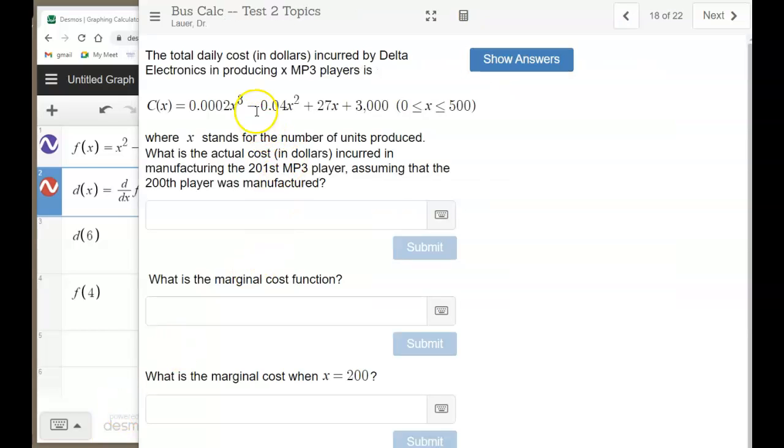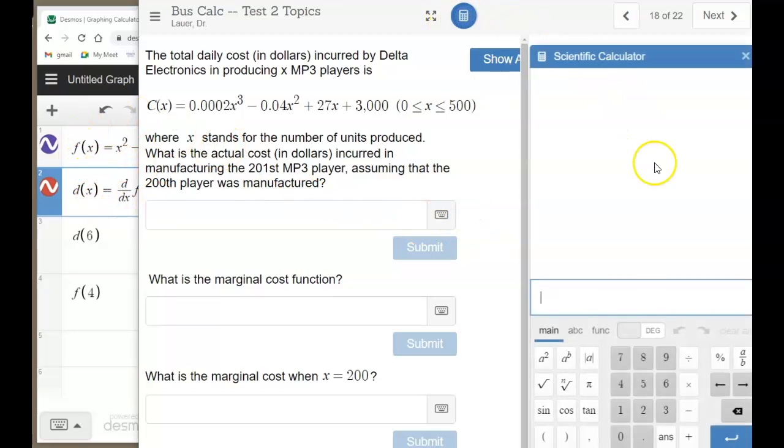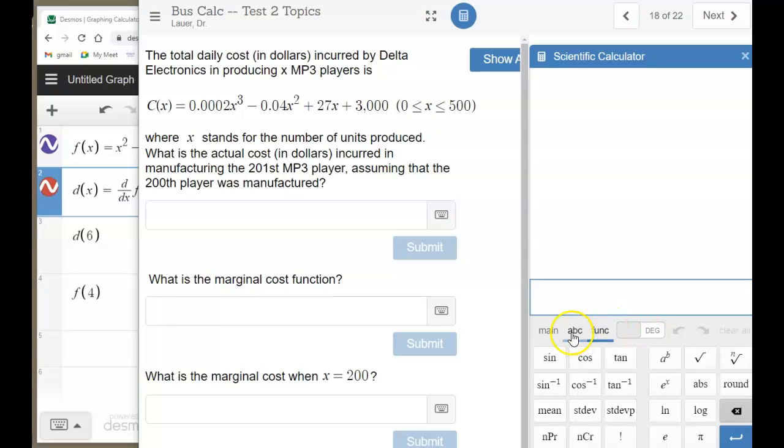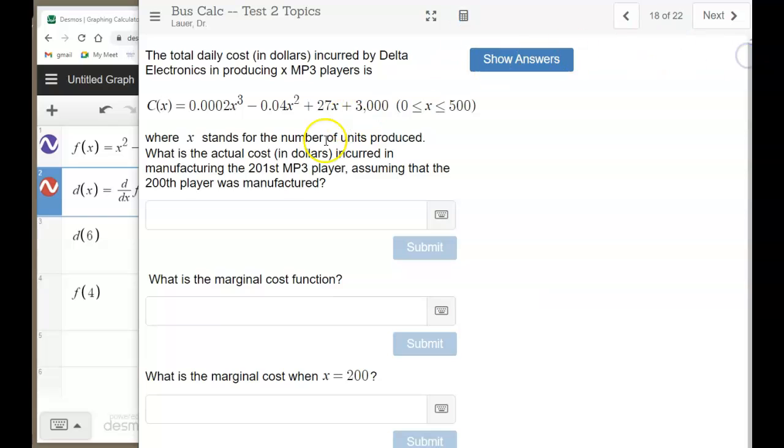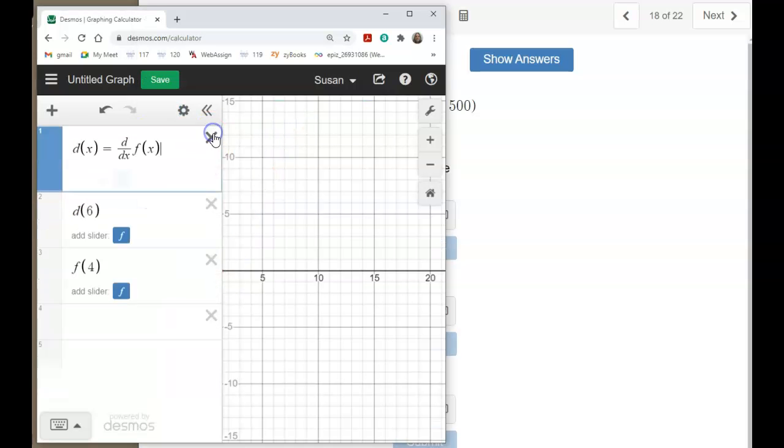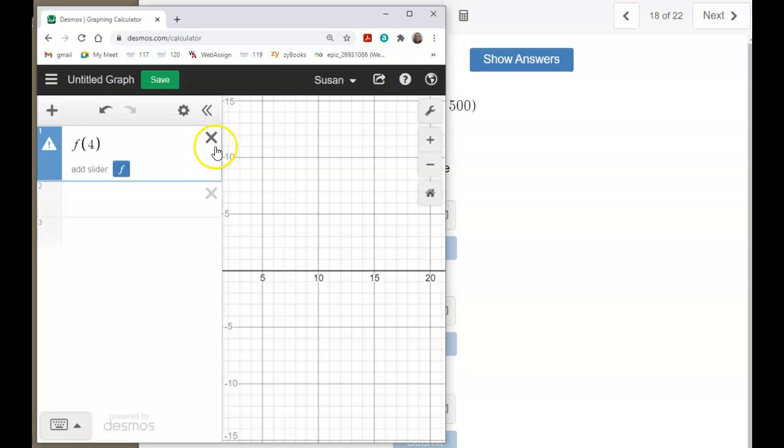The next problem asks for the actual cost, the marginal cost, and the marginal cost at a particular value. So this one would be best worked in the graphing calculator because the scientific calculator doesn't have the functionality for derivatives. So you're not going to see derivatives anywhere here. So I'll copy this into the calculator over here. And what I'll find is that it doesn't like the comma. So notice it's giving me a warning here.